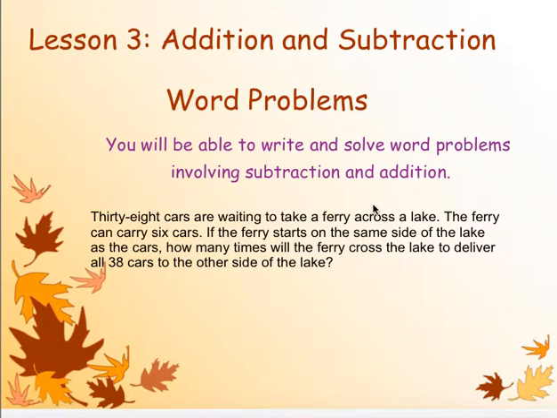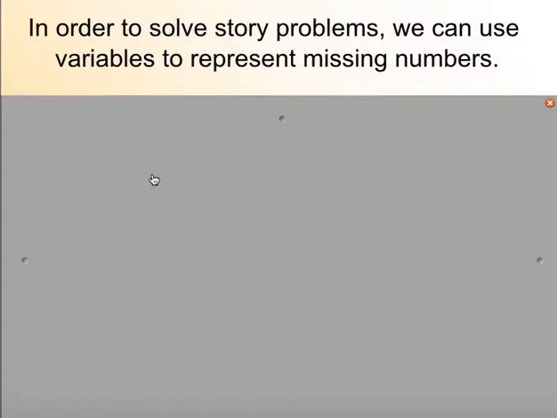Course 3, Lesson 3 and 4, we are looking at different word problems that involve addition and subtraction in this first lesson, but also multiplication and division in the fourth lesson, of Course 3. When we look at these word problems, we see that we can use variables. That's a big thing here, using a variable to represent missing numbers.